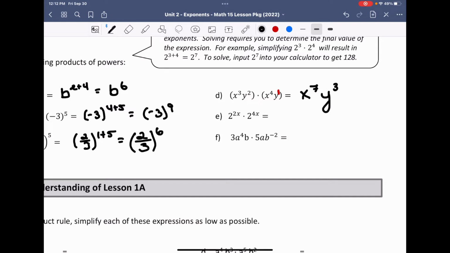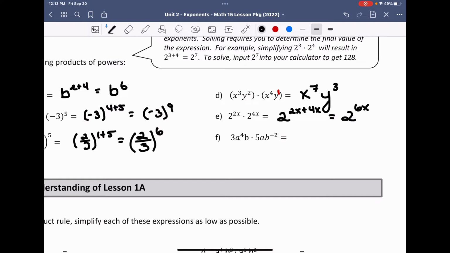Now, with our next example here, same idea, except in our exponent, now we have an x attached. It doesn't change how we approach this. I have a common base of 2. I have one exponent plus my other exponent. This means I have 2 to the power of 2x plus 4x. That's a total of 6x.